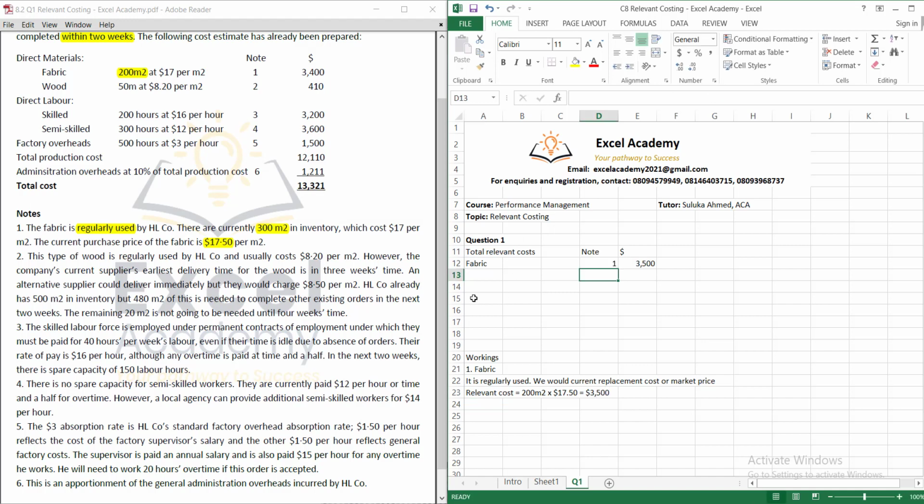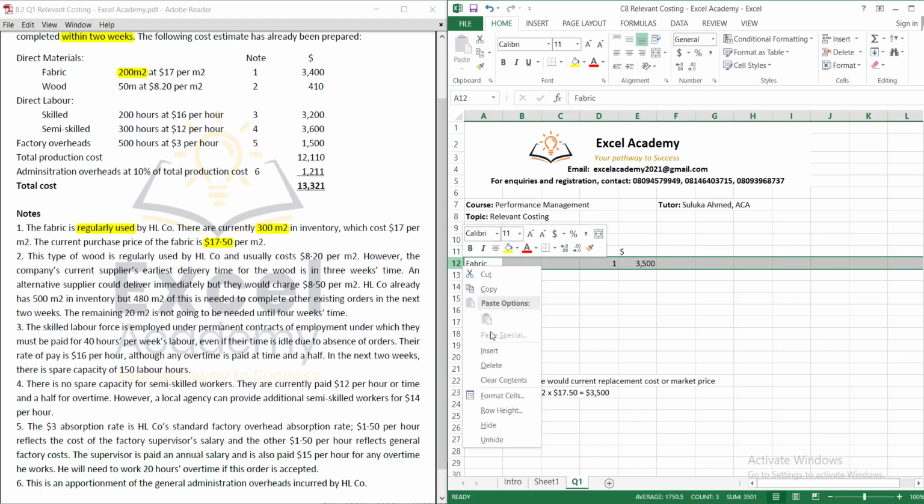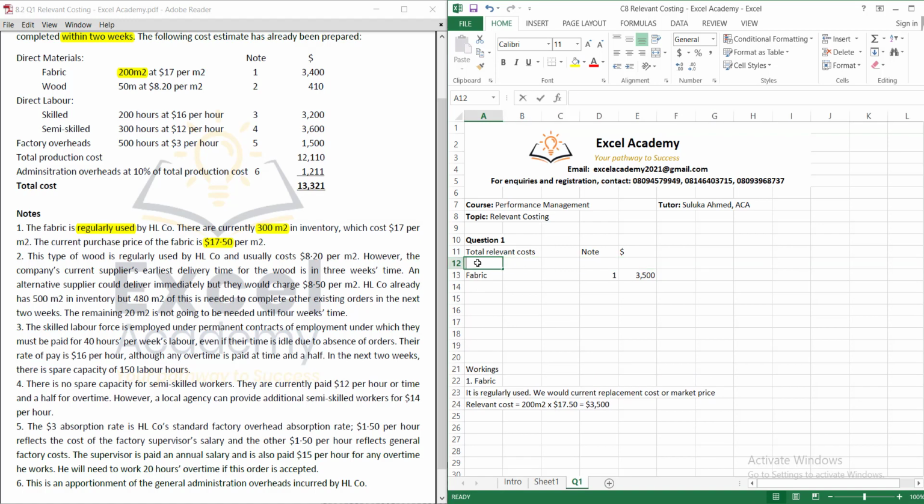Move to the second one. Here now what we are doing is the materials, right? So we say direct materials. It's the second material, which is wood. This type of wood is regularly used. You would highlight regularly used. It usually costs $8.2 per M2. However, the company's current supplier's earliest delivery time for the wood is in 3 weeks. But an alternative supplier could deliver immediately, but they would charge 8.5 per M2.